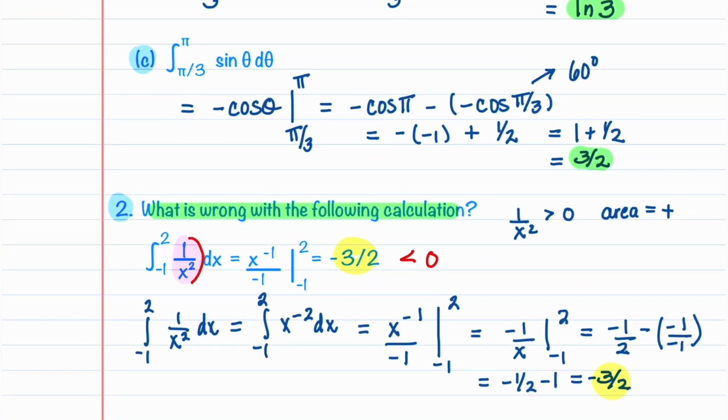Notice down here with our function that it is undefined when x is equal to 0. And 0 is in the interval from minus 1 to 2. So we can't use the fundamental theorem of calculus to evaluate this integral. And that's why our answer is wrong. If you plan on continuing on and studying Calculus 2, you'll see how to evaluate integrals just like this.